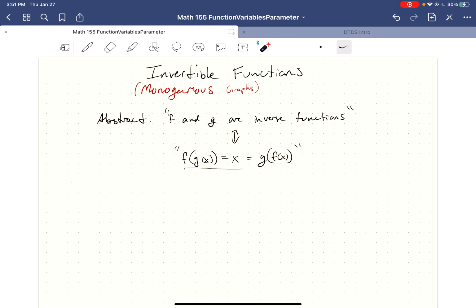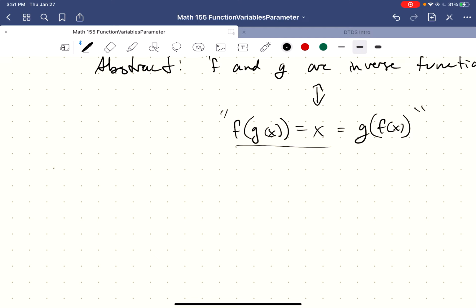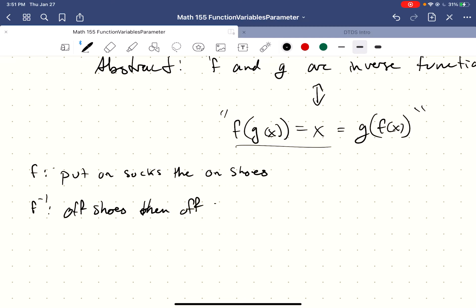And if you think of functions as performing a task, doing an algorithm, performing a computation, something like that, then inverse functions undo each other. So kind of a classic example from a much more advanced math called abstract algebra: suppose I put on socks, and then I put on shoes. This is me performing the function f. F inverse would be I take off my shoes, and then I take off my socks. Okay, and this will always be the case.